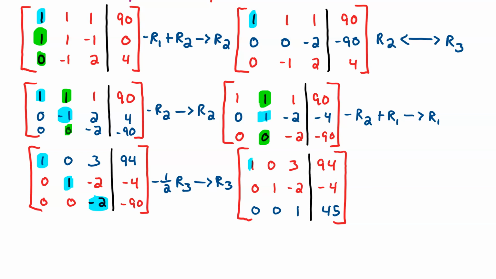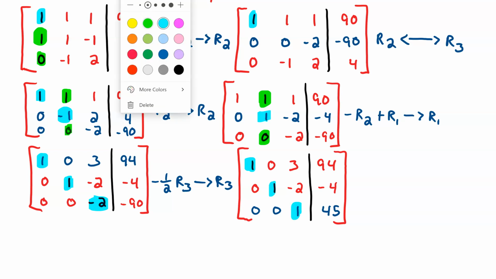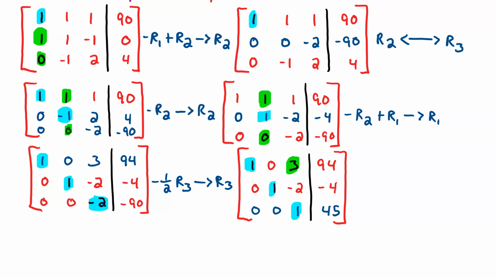So we've got our lead entries as 1s. So in this case, we just need to get those zeros above in both of those positions. So we can perform both of those row operations in this step like we've done before. So if we do that, we're going to take that bottom row, multiply it by -3, and add it to the top row to get our new top row.